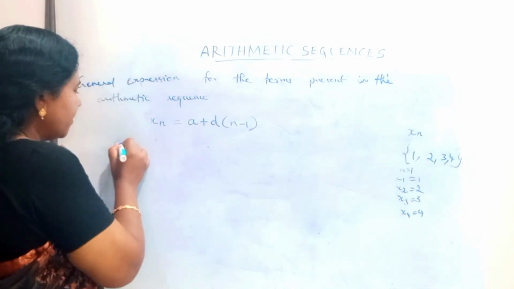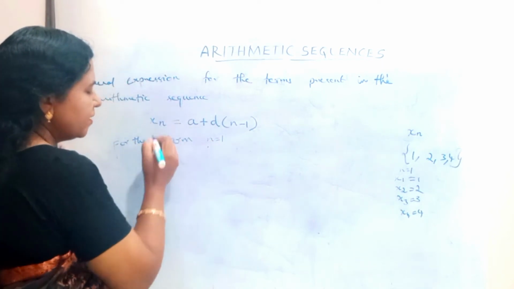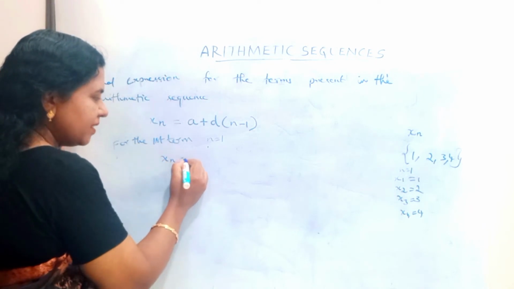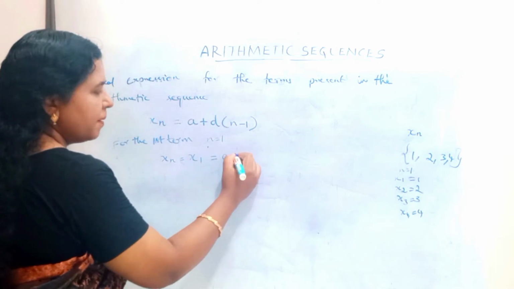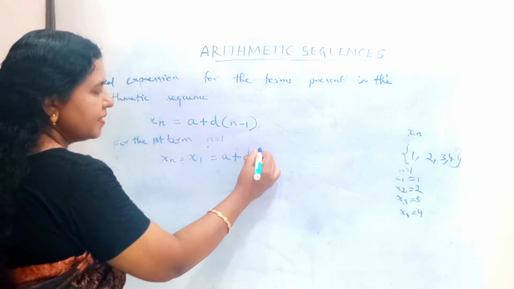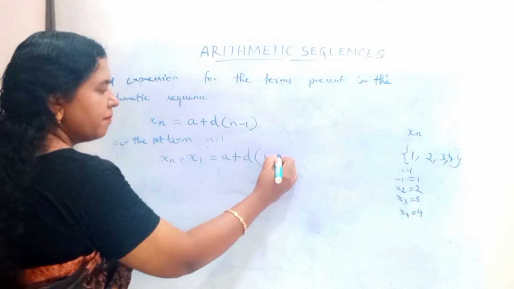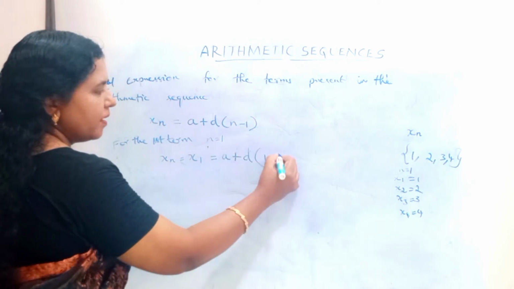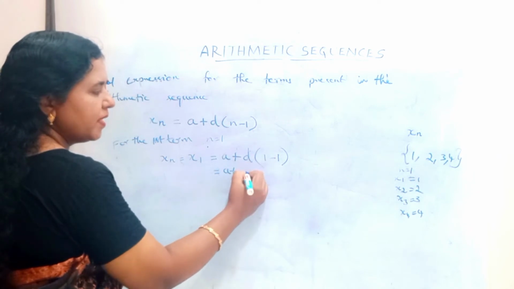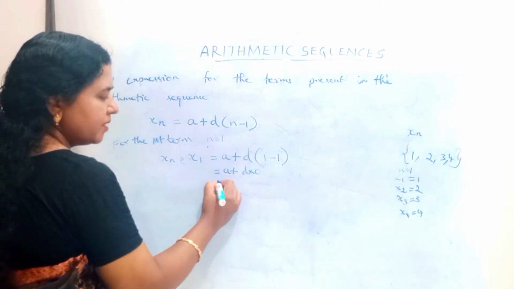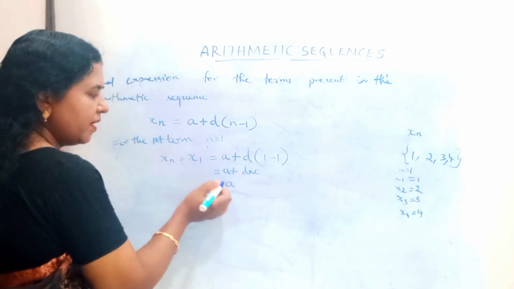That is, for the first term, the value of n is equal to 1. So xn becomes x1, which is equal to a, the first term, plus d, the difference, into (n minus 1). Since n is equal to 1, it becomes 1 minus 1, which is 0. So it is equal to a plus 0, which is equal to a. So the first term x1 is equal to a.